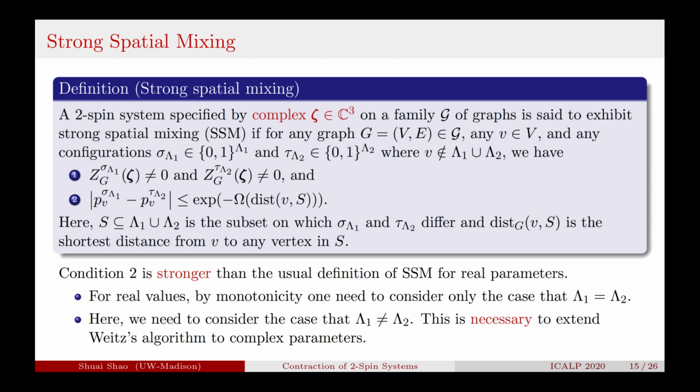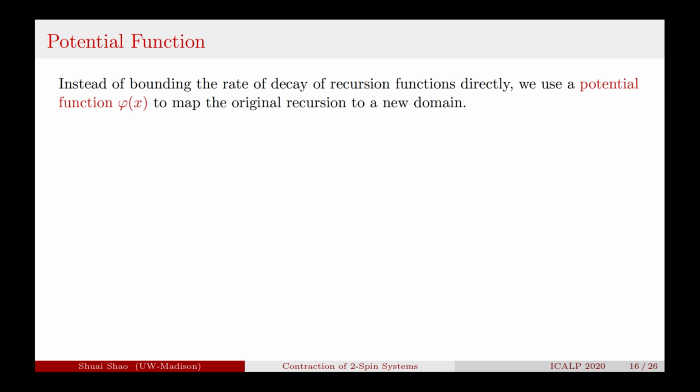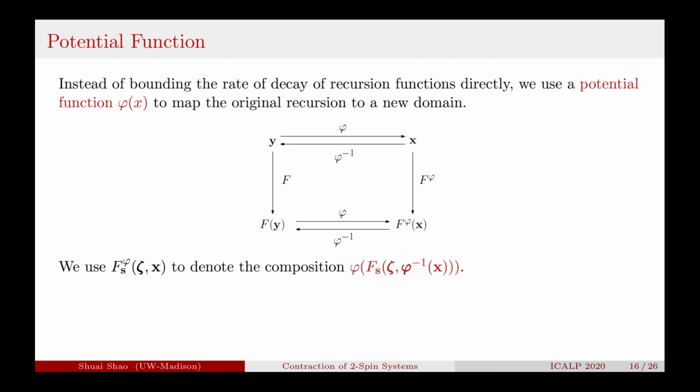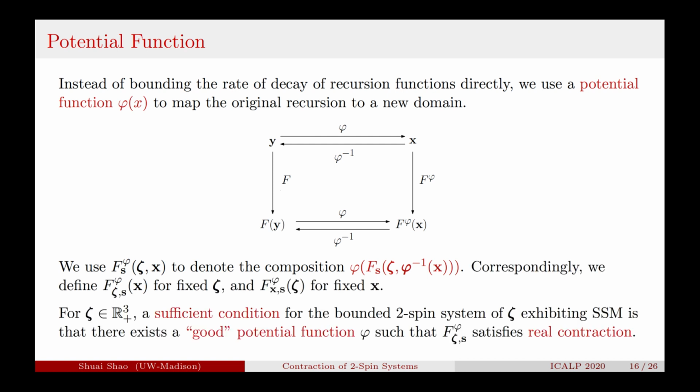If a two-spin system exhibits strong spatial mixing, then it also exhibits correlation decay. Now, bounding the difference between the two p-values is equivalent to bounding the difference between the ratio r. So now we need to bound the rate of decay of the recursion functions. Remember that the ratio r can be computed by recursion. And we may use the potential function to map the original recursion to a new domain. We use f super phi to denote the composition of the original recursion function f with the potential function phi. And for a positive parameter, a sufficient condition for the delta-bounded two-spin system specified by this parameter zeta exhibiting strong spatial mixing is that there exists a good potential function such that f super phi satisfies real contraction.